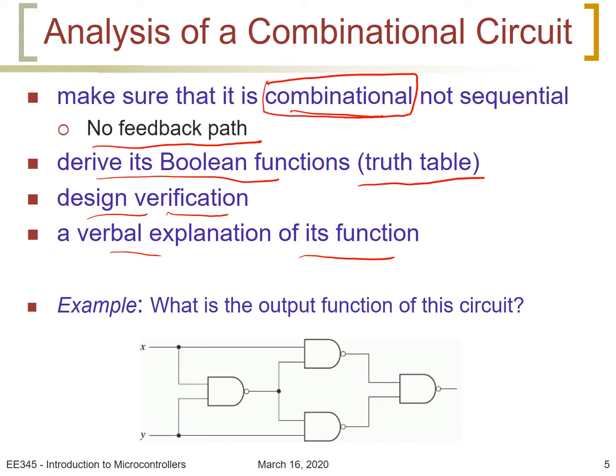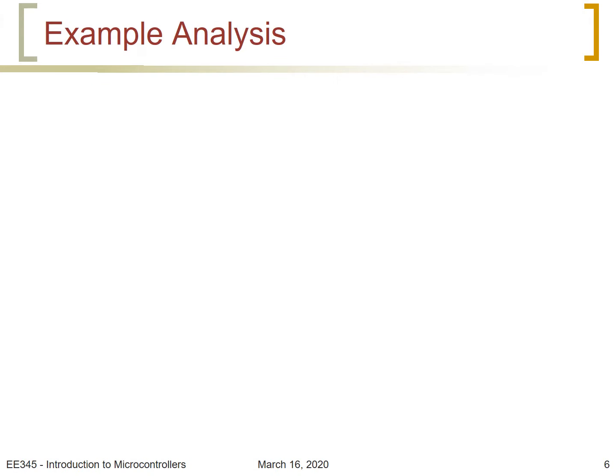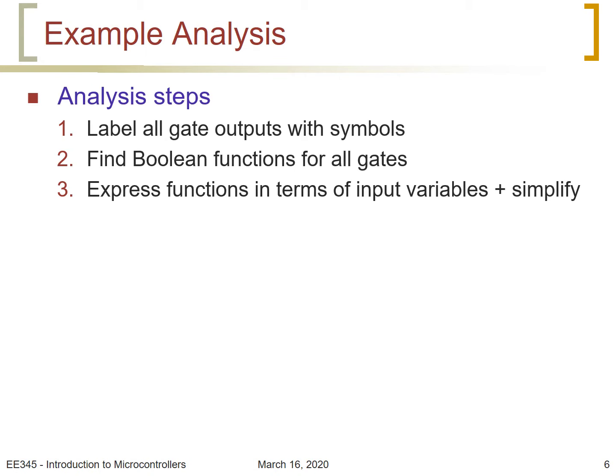Let us give an example. We are given this circuit, which has 2 inputs, X and Y, and 1 output, which we call F, with 4 NAND gates. Now, looking at the circuit, what is the function of the circuit? Of course, we cannot know the answer unless we perform analysis on the circuit. To do the analysis, there are 3 steps that we follow. First, we label all the gate outputs with symbols. Second, we find the Boolean functions for all the gates. And finally, we express the functions in terms of the input variables and simplify.